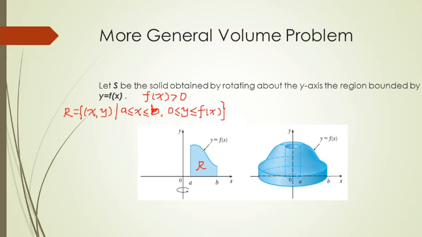So let S be the solid. How can we get this solid? We get this region first. This is the region under the function curve f(x) between A and B, which we call the region R. And we can express it in this way. Then for this region, we are going to rotate it about the y-axis. Then we obtain this solid.